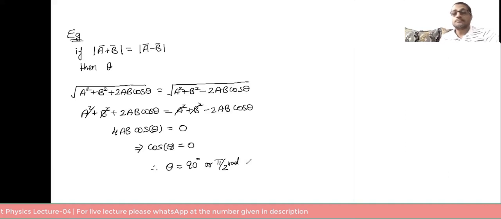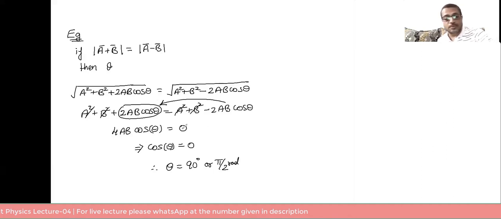Can you explain the 4ab cos theta? All that I have done is I have retained 2ab cos theta as it is. This minus 2ab cos theta also I have brought to the left hand side. Once you bring it to the left hand side, it becomes plus. There is already a 2ab cos theta, another 2ab cos theta comes here, therefore 4ab cos theta. That is equal to 0.